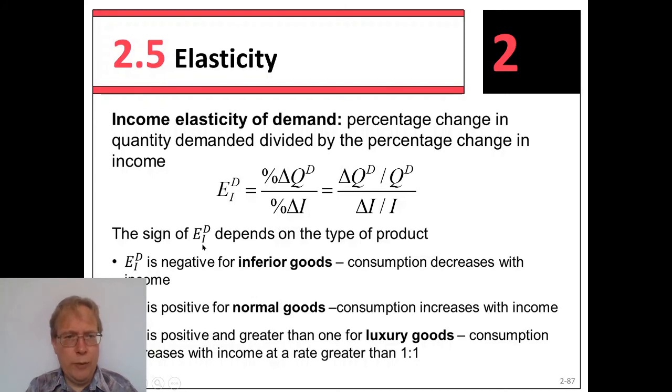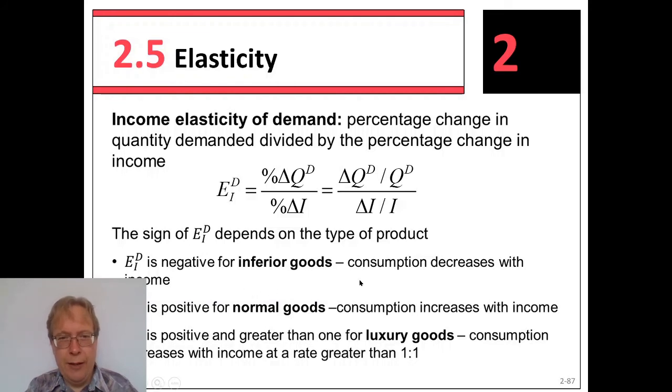Fast forward a little bit, we'll get many more of these things later. This thing could be negative, right? We call that inferior goods. So a product that if you have more income, you're actually going to consume less of it.